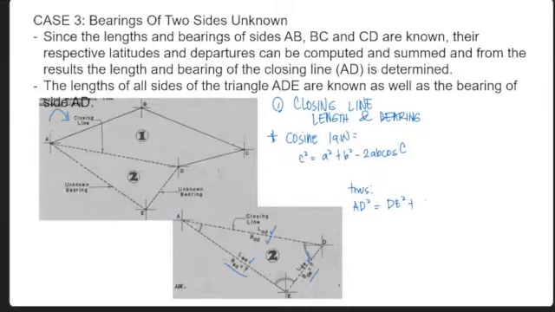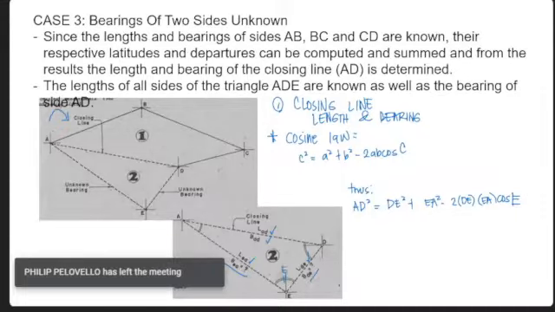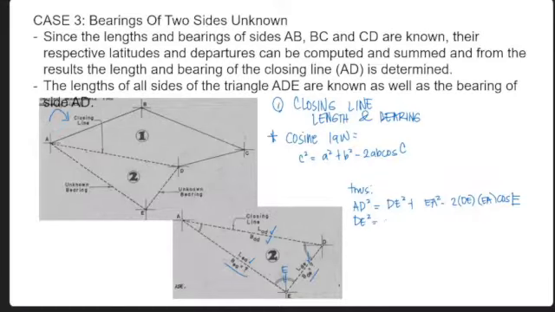DE squared plus EA squared minus 2 DE EA cosine, where the opposite angle of AD is E. Right? And for DE naman, DE squared is EA squared plus AD squared minus 2 EA AD cosine, where the opposite angle is A.